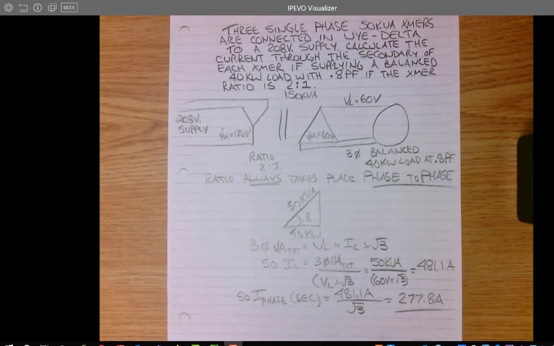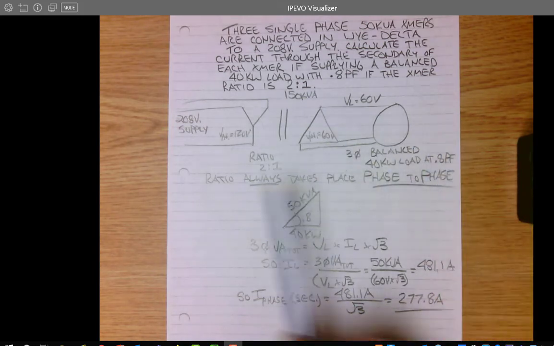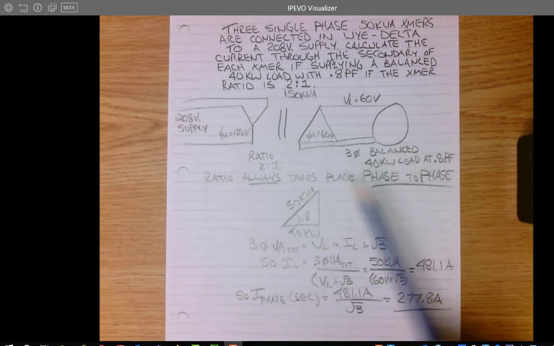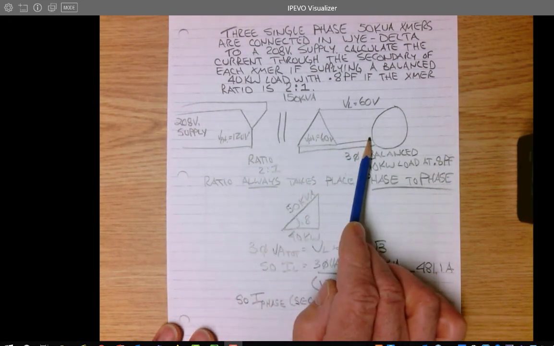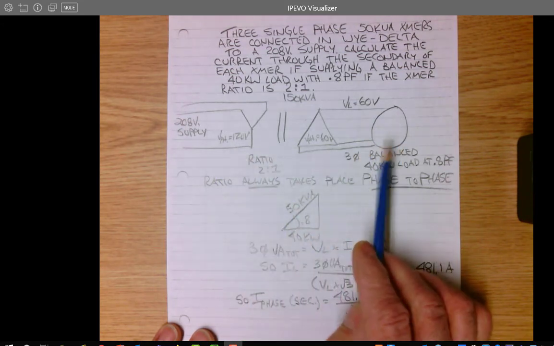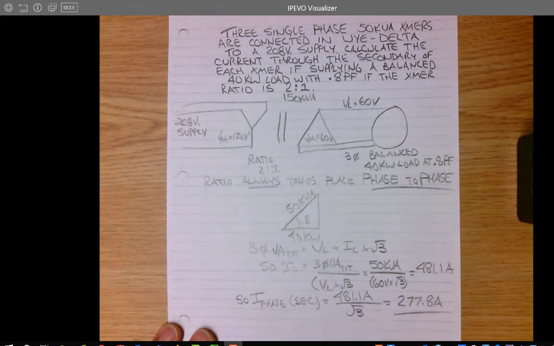I hope that this kind of question helps you to understand how voltage and current work in these three-phase transformer connections. We work the voltage out to the load from our supply. We work all our currents back from our load because the load determines all the currents. And using our three-phase formulas, a question like this is not too bad to do. Hopefully this helps you with questions like this.